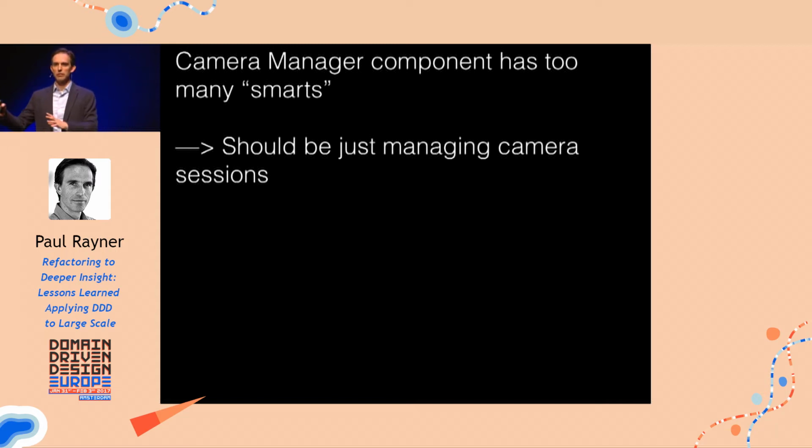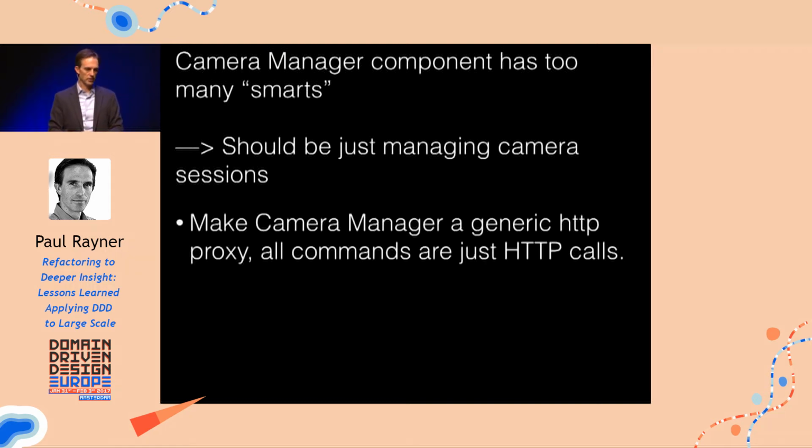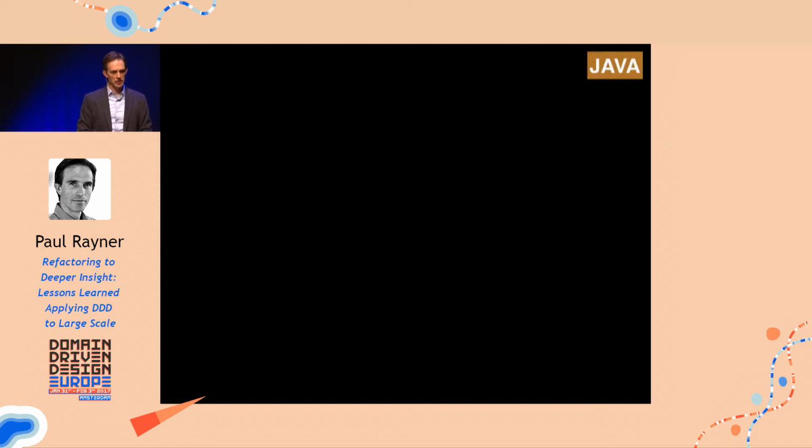So Michael Feathers talks about finding a seam, something that you can insert new behavior into and build on that. So what we decided to do was to take the camera manager and add a new method that would make it just a generic HTTP proxy, so it doesn't know anything about the contents of the commands, it's just passing them on to the camera as kind of a broker or a proxy. And so all the commands become HTTP calls.